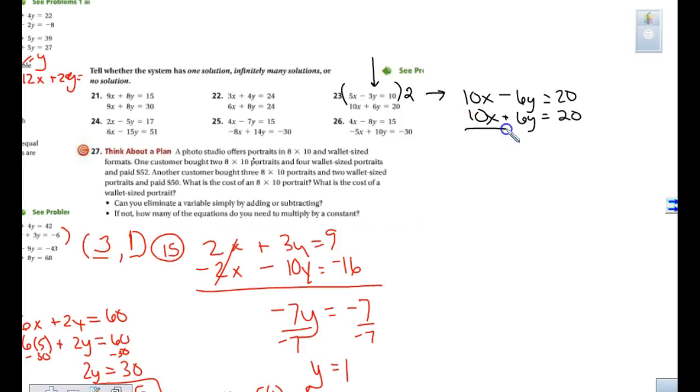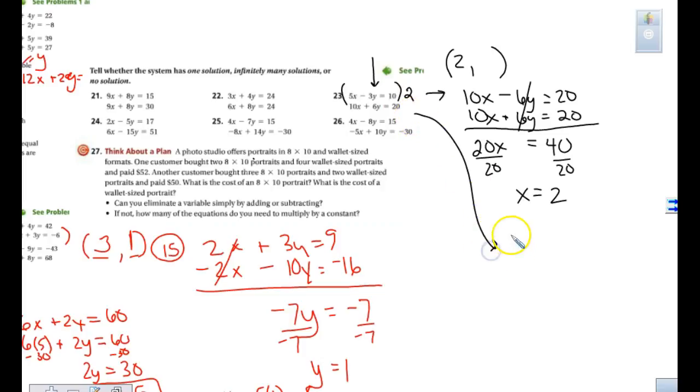If we are adding these together, we have 20x. The y's cancel, equals 40. Dividing by 20, x should be 2. Once you get x, I'm not going to do the solve for y. I think most of you could do that. It doesn't matter which one. If you go to the second one, the 10x plus 6y equals 20, or the first one, replace your x and solve for y, so that you get both x and y for each question. Okay?